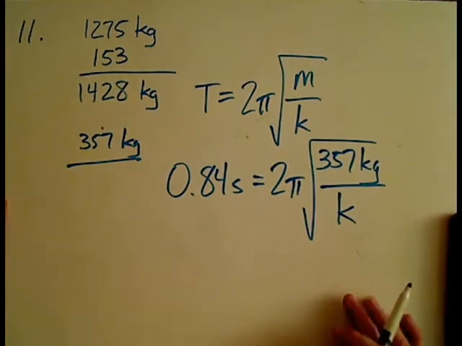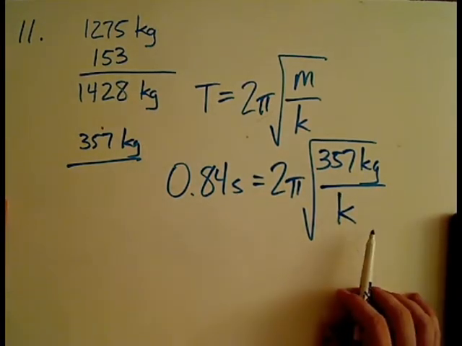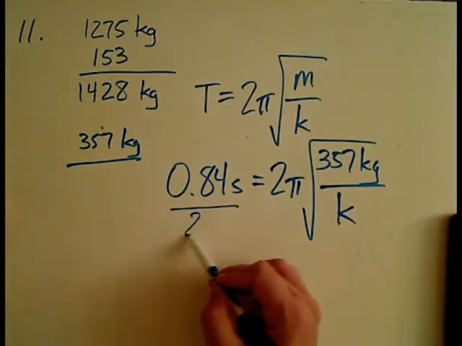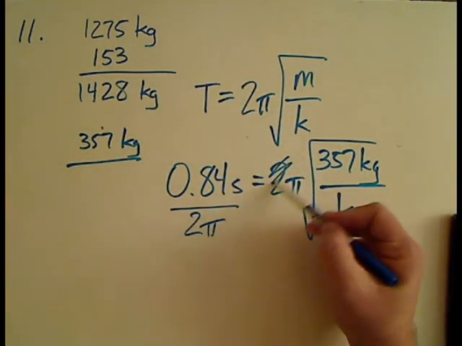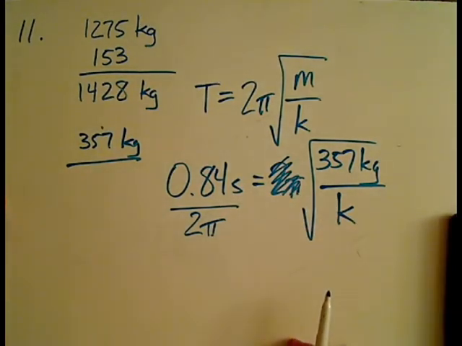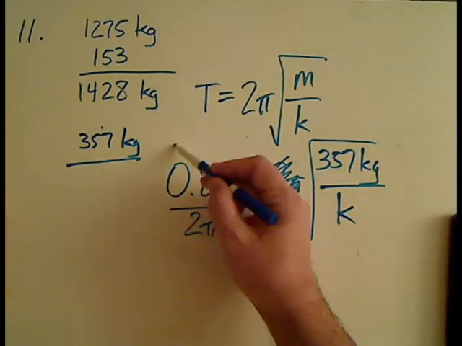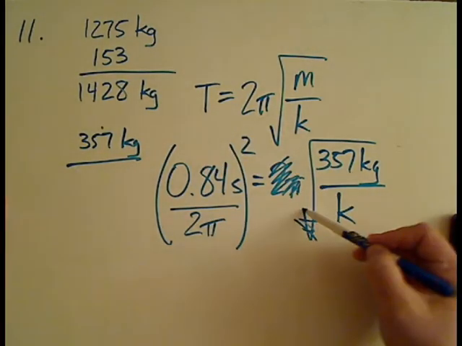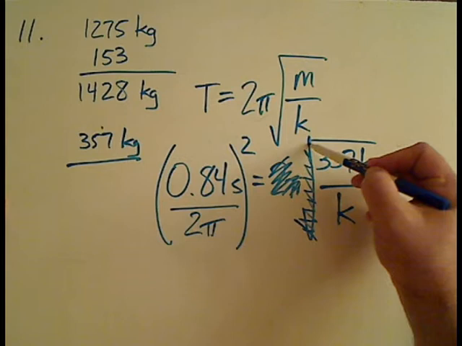Okay, well now there's a couple of different ways that we can solve this. You could square each side, or you could let's divide by 2 pi on both sides. So we'll divide both sides by 2 pi. That'll get rid of that 2 pi right there. And then let's square both sides. So I square that, and that'll get rid of my square root sign here.